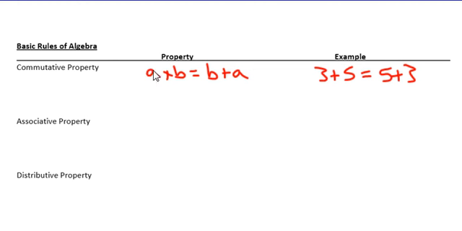In terms of the multiplicative part, we've got A times B is equal to B times A. So you use the same numbers. 3 times 5 is equal to 5 times 3. Those are exactly the same. The associative property, also addition and multiplication. Associative property looks like this.